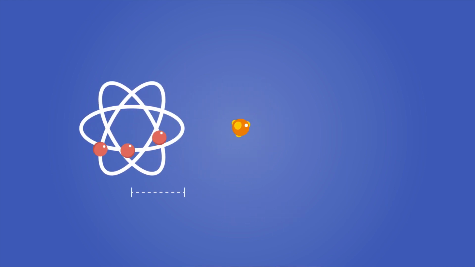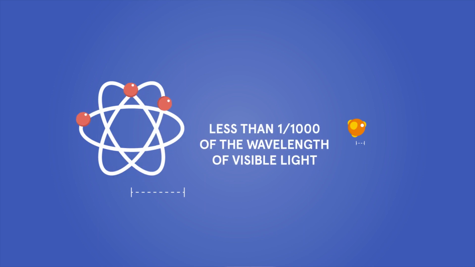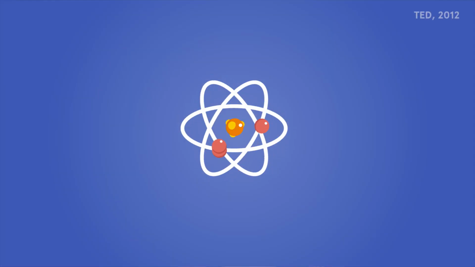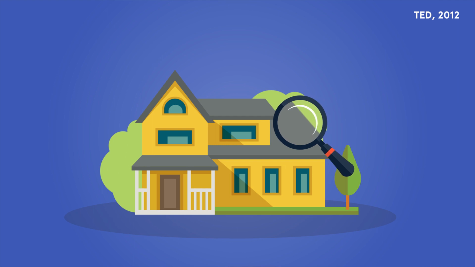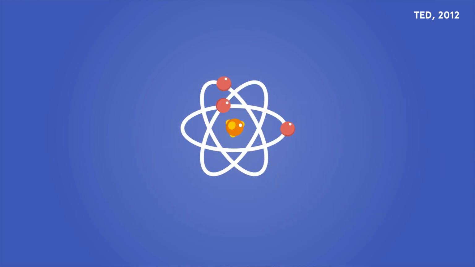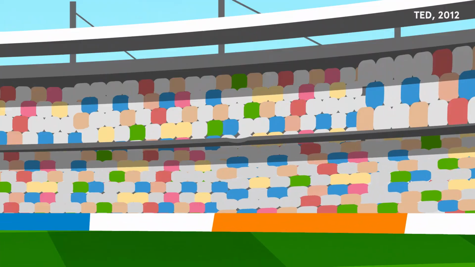The radius of an atom is more than 10,000 times the radius of its nuclei, and less than 1,000th of the wavelength of visible light. And we'll come back to that later. But this is an incredibly small size. If an atom was the size of a 2-story house, the nucleus would be the size of a barely visible speck of dust. And if you were to truly represent the proportions within each atom, we would show the protons and the neutrons as a marble in the center of a stadium, and the electrons as specks of dust in the seating area.